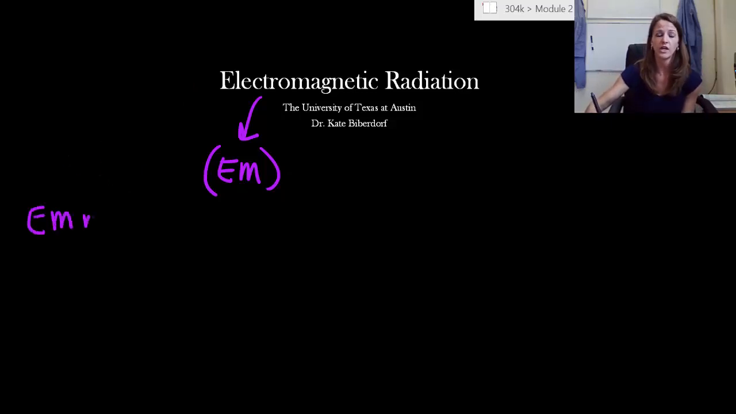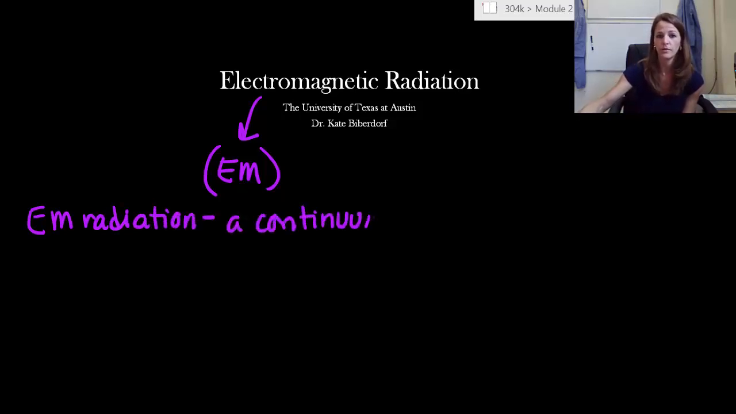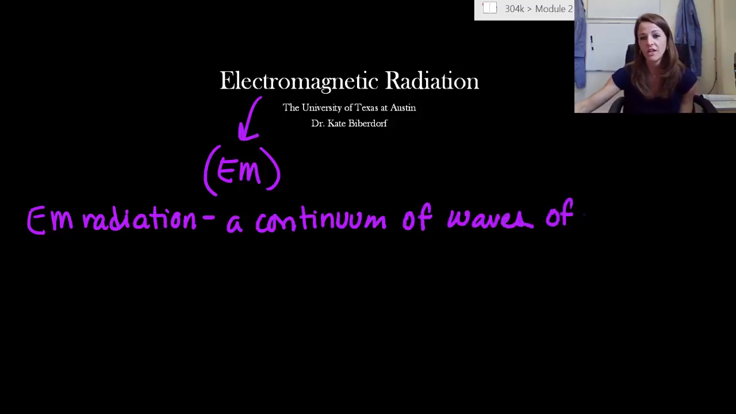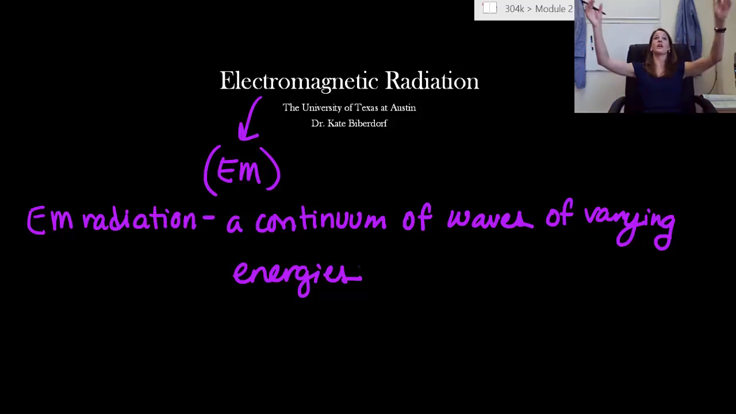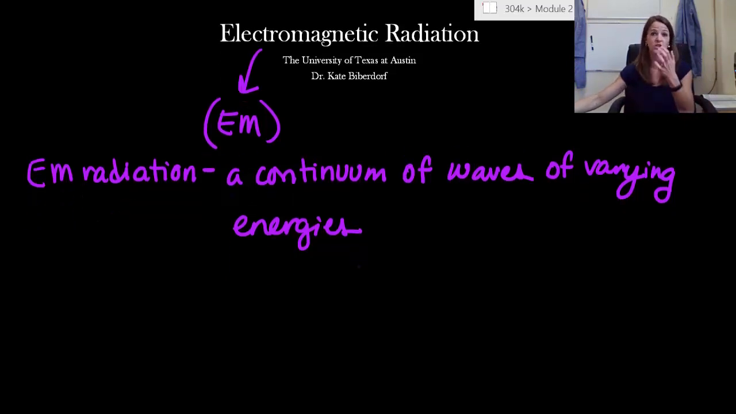EM radiation is simply a continuum of waves, and this is actually the really important part, of varying energies. All of these different types of waves have different energies, and they vary all the way from something really tiny, so a small amount of energy being transferred, to a vast amount of energy being transferred. We'll dive into this a little bit deeper later on in the semester, but the ones of really high energy are actually really bad for us.